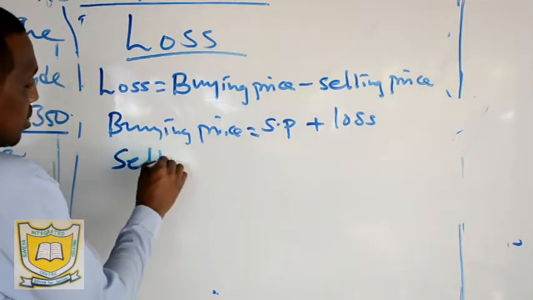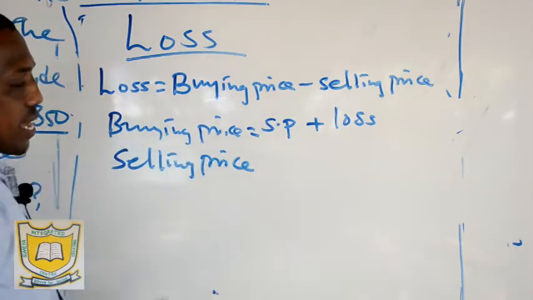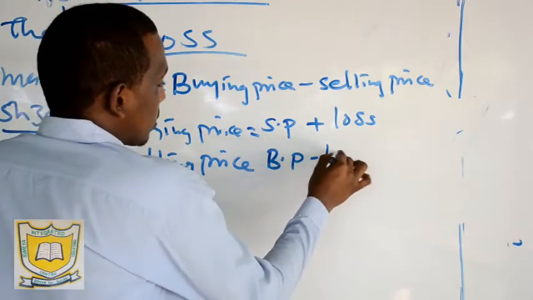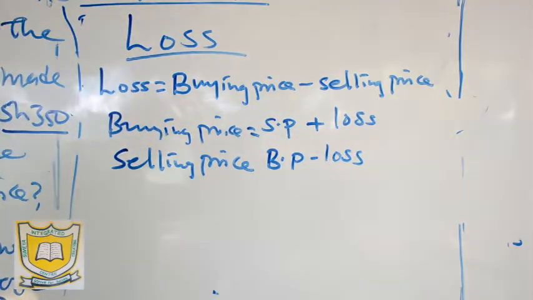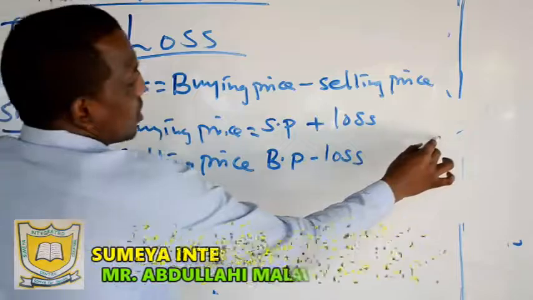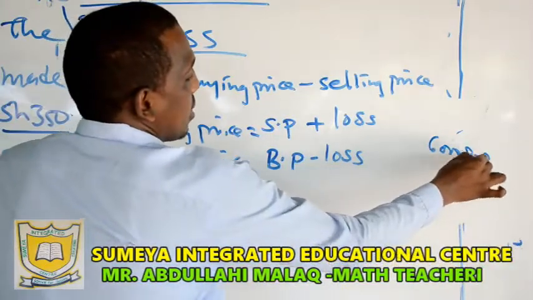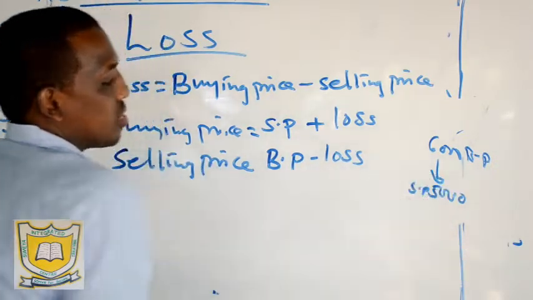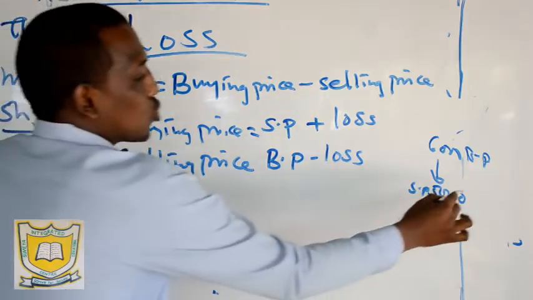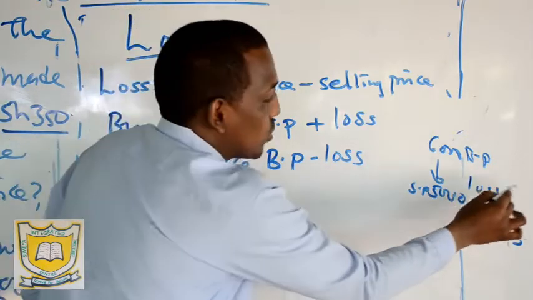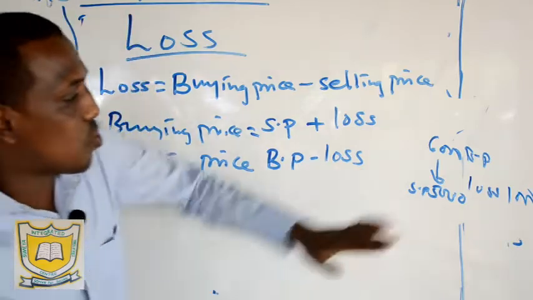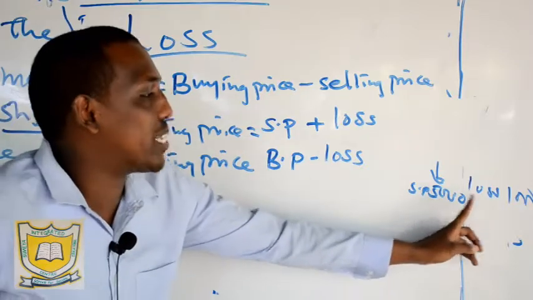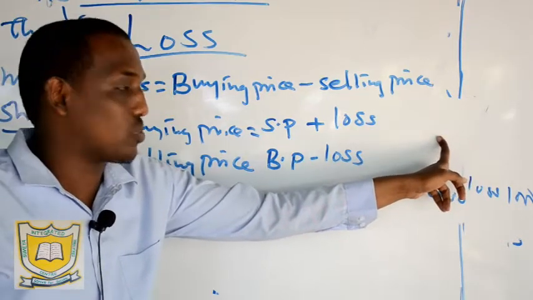Let us get the selling price. Selling price is equal to buying price minus loss. Because we said the price was 6,000, that was the buying price, and the selling price, you sold it at shillings 5,000. So it has reduced. Then the loss was 1,000, the decrease in between. How do we get this buying price of shillings 6,000? We do 5,000 plus 1,000. You will get the buying price at 6,000.